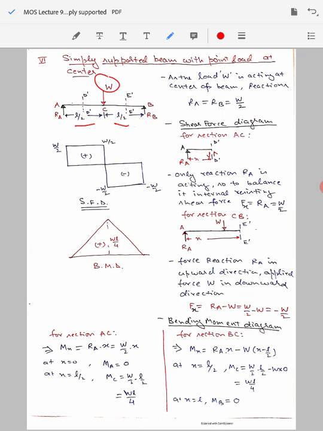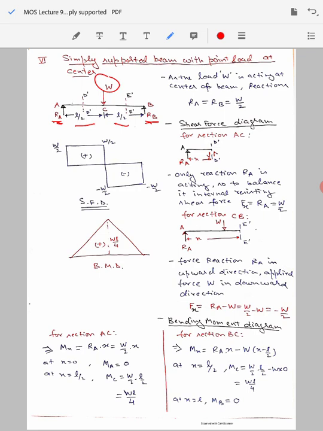Now because of the application of load W, there will be vertical reactions at the supports. Those reactions are given by RA and RB. So at point A and point B, because the beam is supported at these 2 points, there will be a vertical reaction at both these points of magnitude RA and RB.